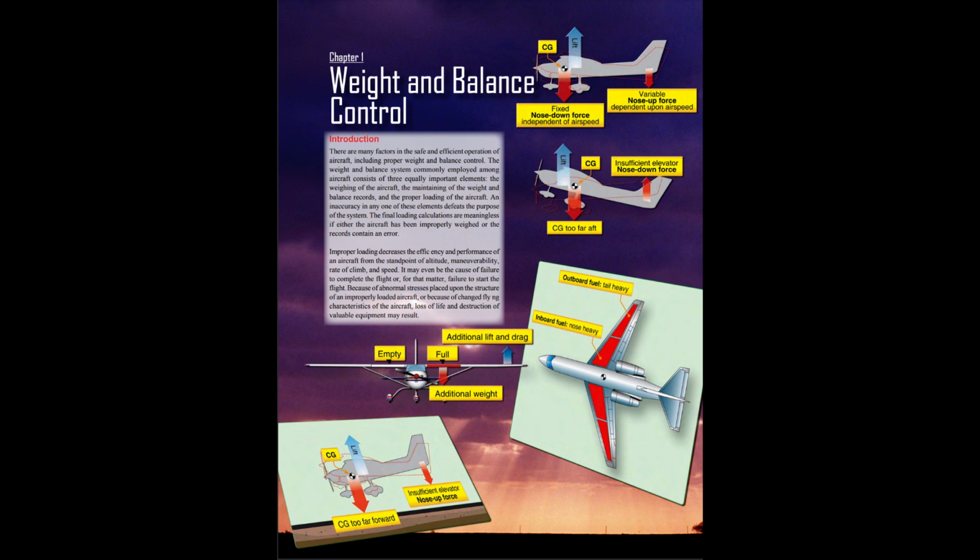There are many factors in the safe and efficient operation of aircraft, including proper weight and balance control. The weight and balance system commonly employed among aircraft consists of three equally important elements: the weighing of the aircraft, the maintaining of the weight and balance records, and the proper loading of the aircraft. An inaccuracy in any one of these elements defeats the purpose of the system. The final loading calculations are meaningless if either the aircraft has been improperly weighed or the records contain an error.